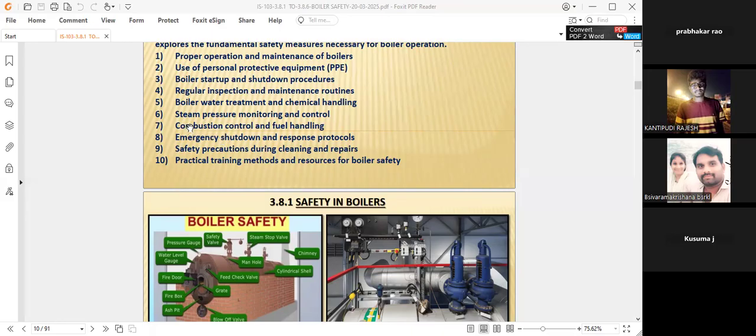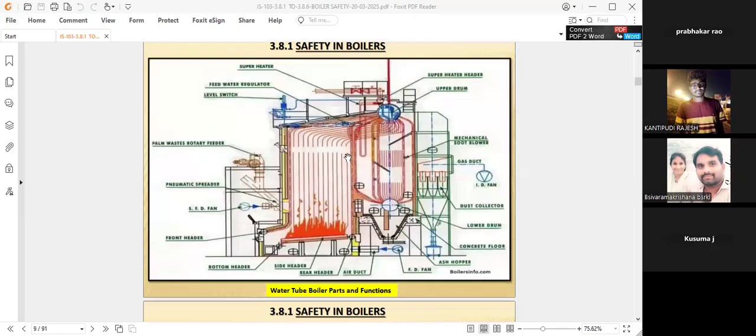Combustion control and fuel handling are important, by sending the proper oxygen through the primary air from the FD fan. FD fan air goes through the primary ports, that means primary holes, and secondary holes and tertiary holes. Various levels of heights are there in the furnace: primary, secondary, tertiary.